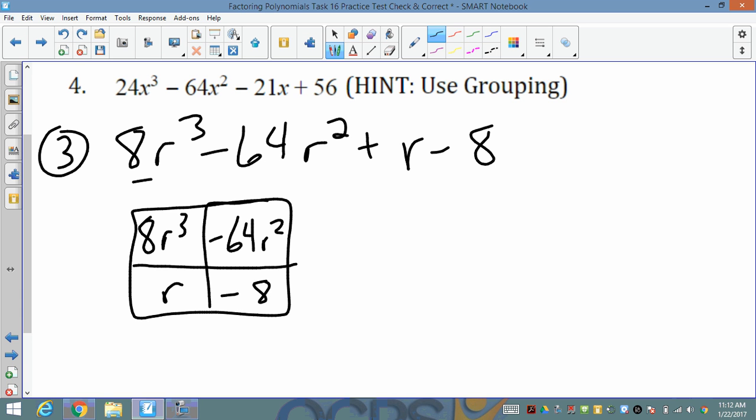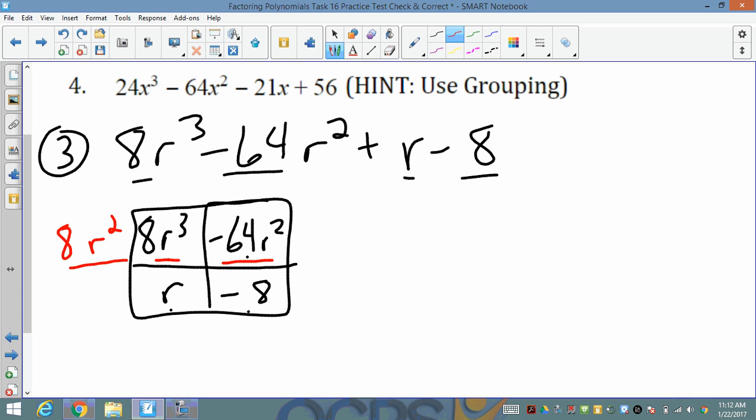So I have 8r cubed minus 64r squared plus r minus 8. Now I'm going to go to each row and each column and pull out the greatest common factor. So my first row, I'm looking here, 8r cubed and negative 64r squared. Since that's my row, it's going to go out here. 8 and 64 has 8 in common. They also have r in common, and I'm going to choose my smallest exponent.